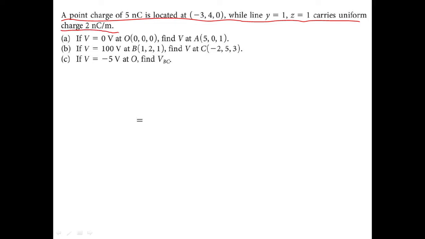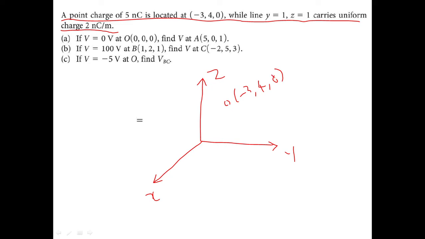So once you identify the type of charges, we need to know where its location is. Now if we draw a rough sketch, x, y and z. Here a point charge of 5 nanocoulomb is located at (-3, 4, 0). For the point charge we'll consider some point here. We already solved the point charge problem previously, so calculating the distance between a given point and the point charge should not be a problem.